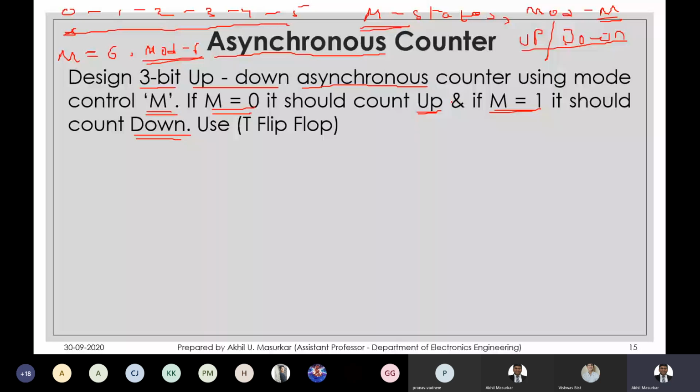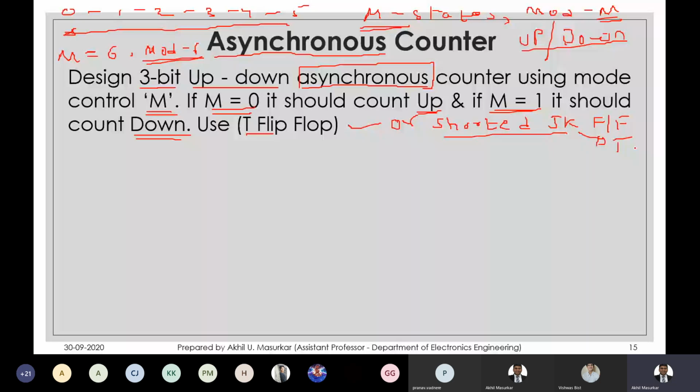Here in the question, I have written use T flip-flop, but even if T flip-flop is not mentioned, you have to understand that since it is an asynchronous counter, we have to use T flip-flop or shorted JK flip-flop. The shorted JK flip-flop is nothing but T flip-flop. So this is what we have to use.